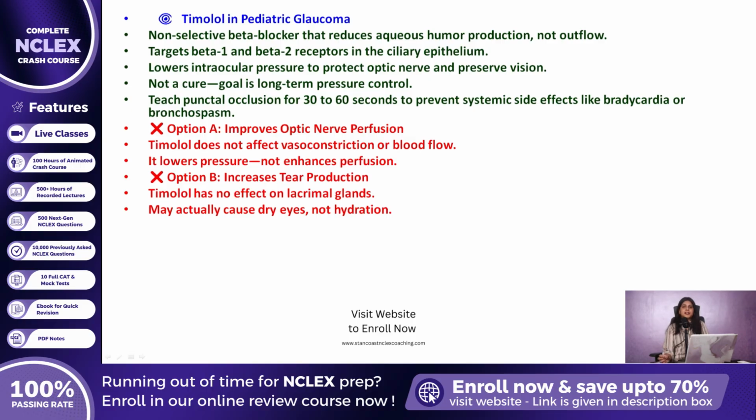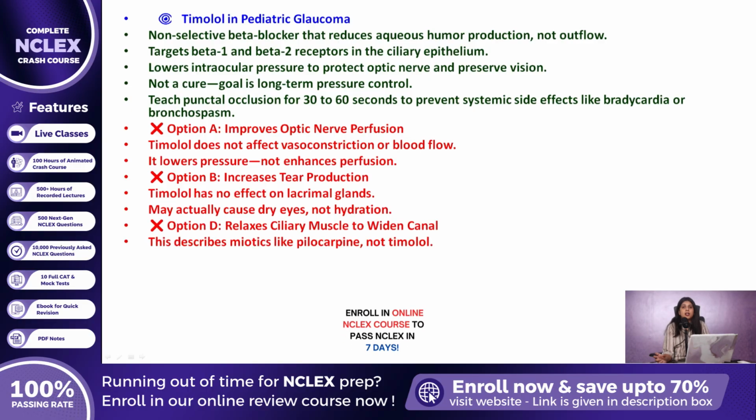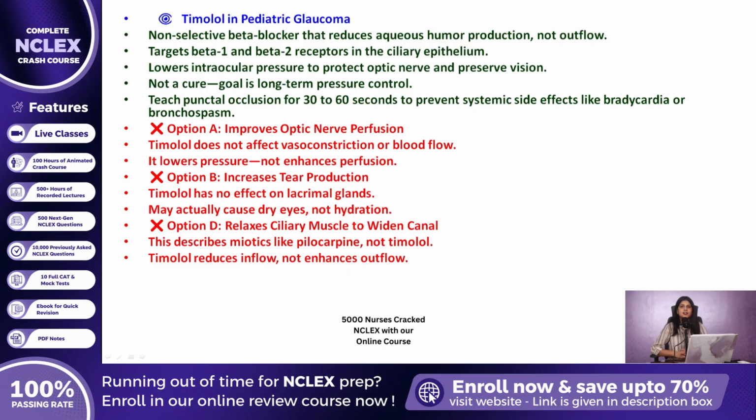Now zooming in on option D, this one cleverly mimics the language of another treatment class but misattributes it to timolol. Relaxing the ciliary muscle to widen Schlemm's canal is the mechanism of miotic drugs like pilocarpine, which work by facilitating aqueous outflow. Timolol, on the other hand, reduces the inflow, specifically the production of aqueous humor. The distinction between fluid outflow enhancers and production reducers is critical for mastering NCLEX pharmacology, and this distractor is designed to test that exact differentiation.